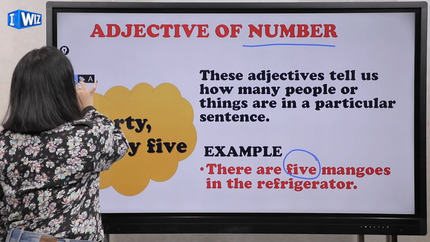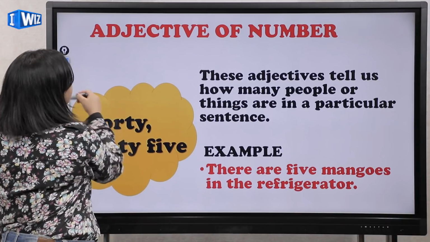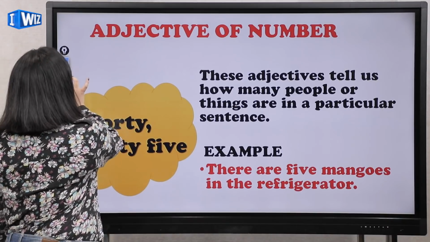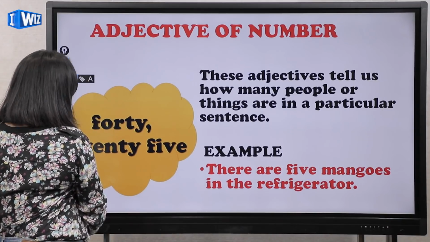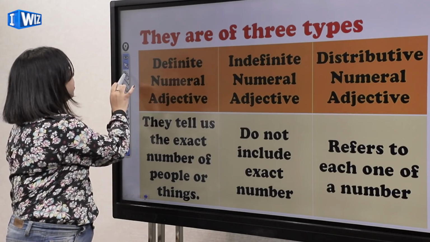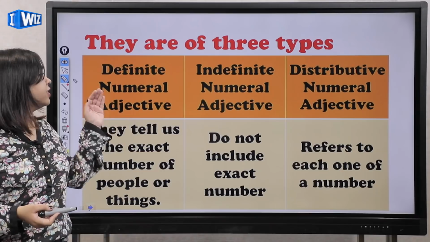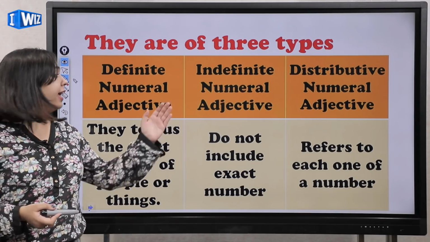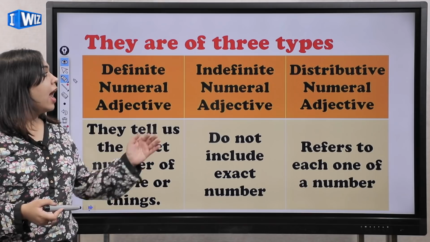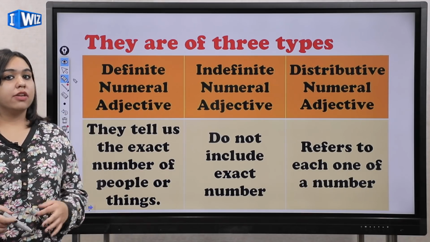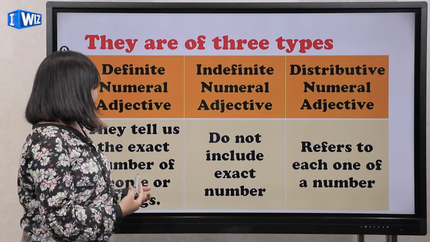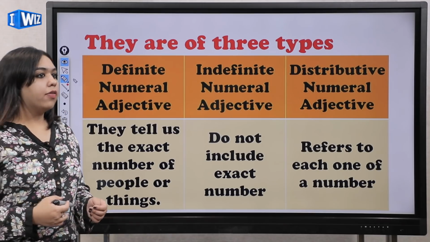Before moving on to our next type, we have types for this adjective of number. The adjective of number can further be categorized into 3 types: definite numeral adjective, indefinite numeral adjective and distributive numeral adjective. These are types of adjectives of number. Now, let's read one by one about them.